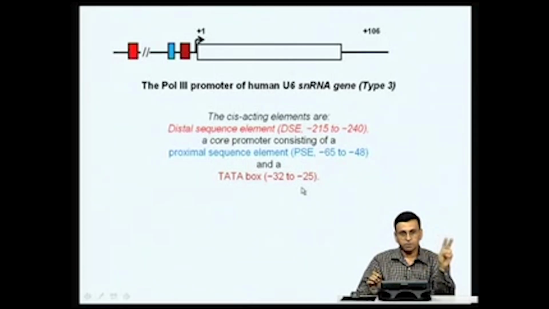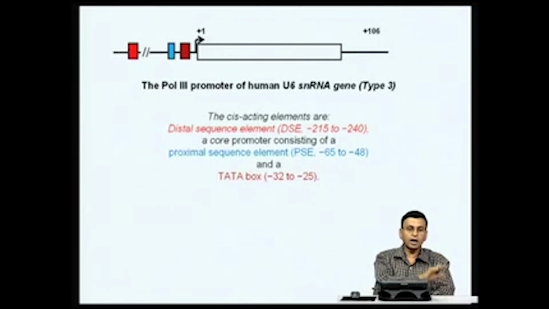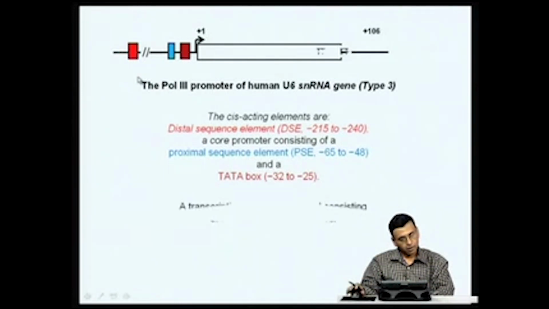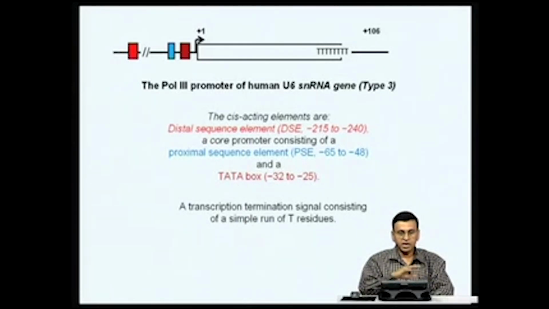So the two intragenic promoters, the 5S rRNA gene promoter and the tRNA gene promoter, do not contain any TATA element and the promoters are internal, whereas in the case of the human U6 snRNA gene, the promoter is extragenic and it contains a TATA element and two other promoter elements referred to as PSE and DSE. And as seen in the case of the intragenic promoters, even here a simple stretch of T residues towards the 3' end of the gene acts as a transcription termination signal. So, irrespective of whether the promoters are intragenic or extragenic, the transcription termination mechanism is more or less the same.